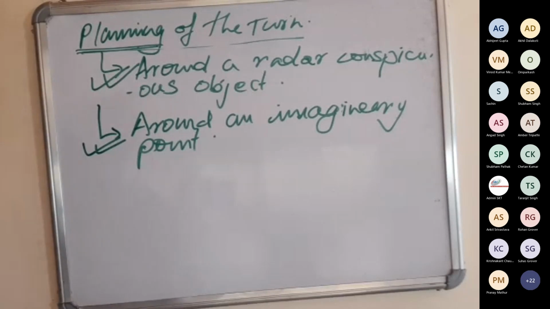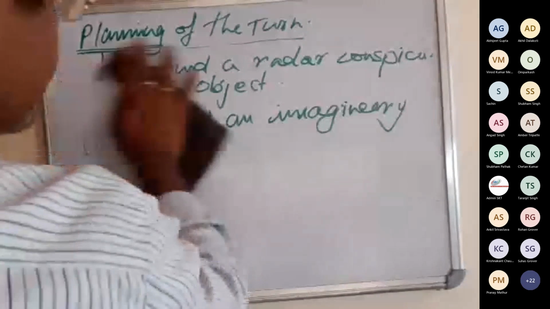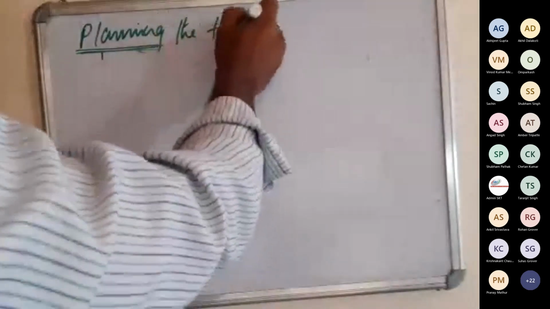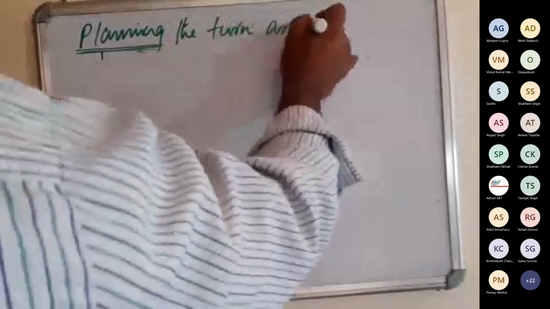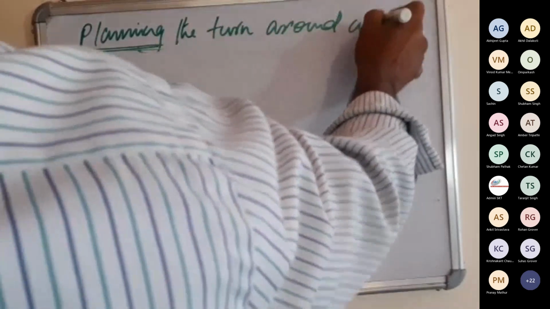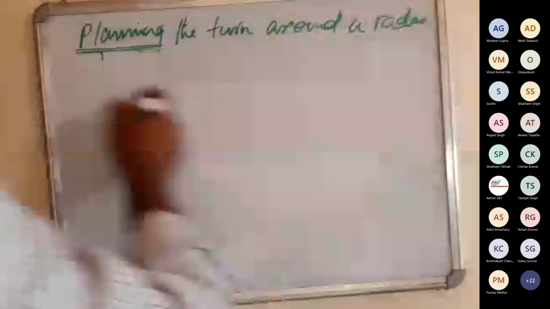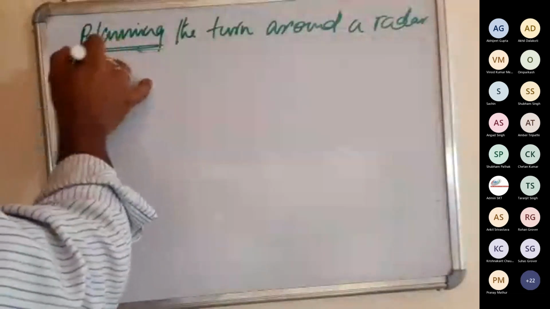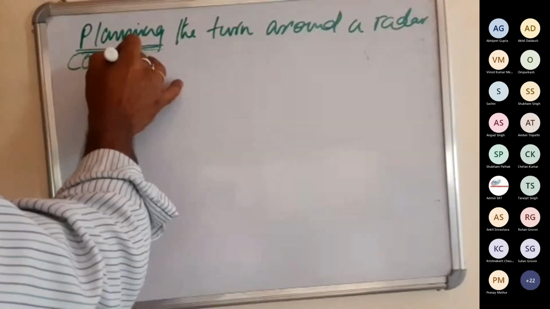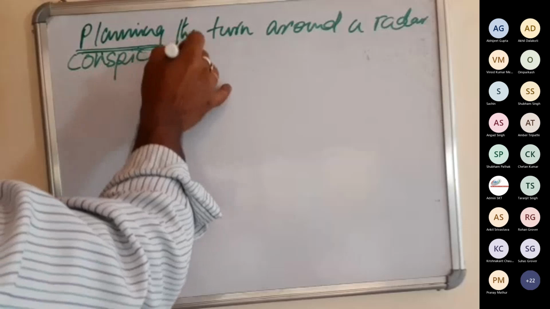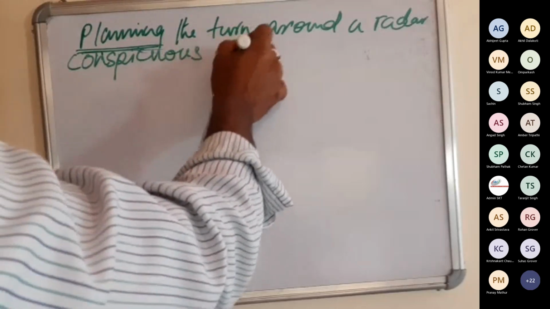So first case first, planning the turn around a radar conspicuous object.